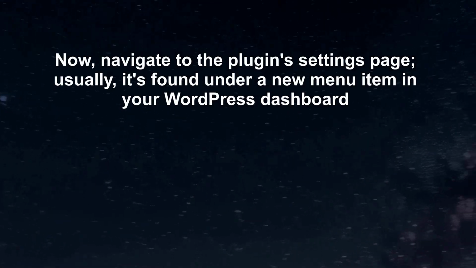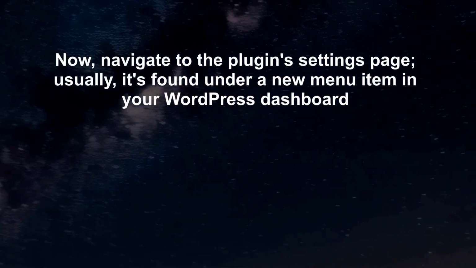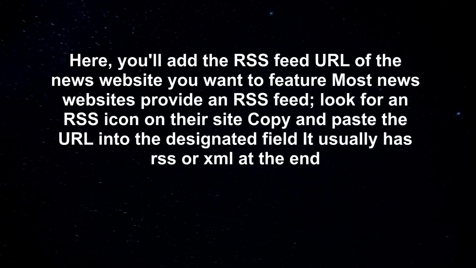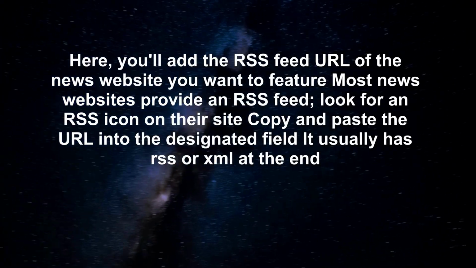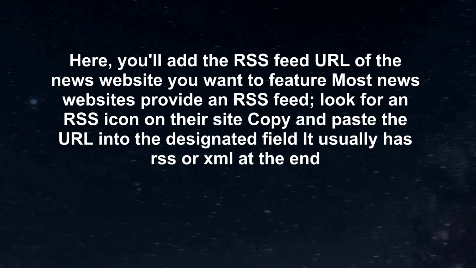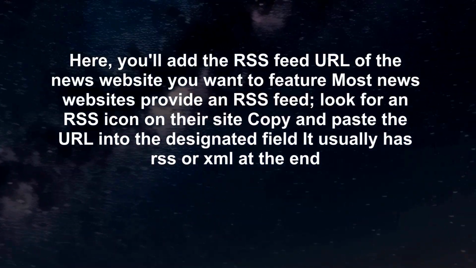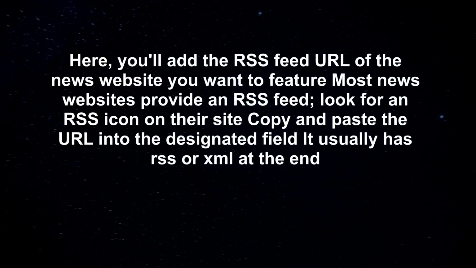Now navigate to the plugin's settings page. Usually, it's found under a new menu item in your WordPress dashboard. Here, you'll add the RSS feed URL of the news website you want to feature. Most news websites provide an RSS feed. Look for an RSS icon on their site, copy and paste the URL into the designated field. It usually has RSS or XML at the end.